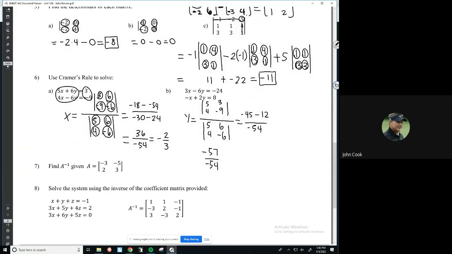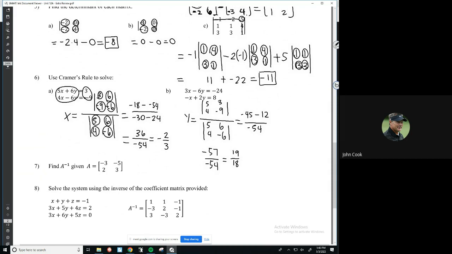Well, those are both divisible by 3. So what does that give me? That'd be like 19 over 18. Is that really what it's going to be? I got to double check. Just give me a second. If you want to fast forward a minute, you can. I just want to double check that I got everything correct.